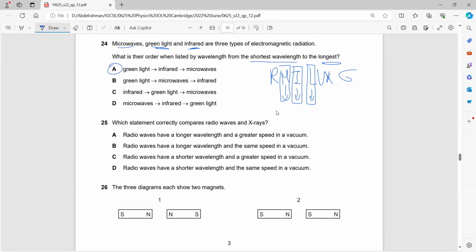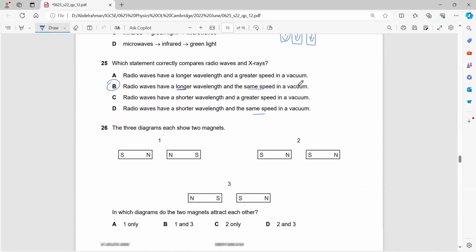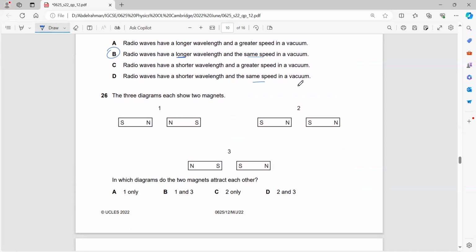Which statement correctly compares radio waves to X-rays? They both have the same speed. Yes, we do know that they have the same speed. Radio waves have a longer wavelength. Yes, radio waves have a longer wavelength. Three diagrams show two magnets. In which diagrams do the magnets attract? Attract would be only two. Two only.